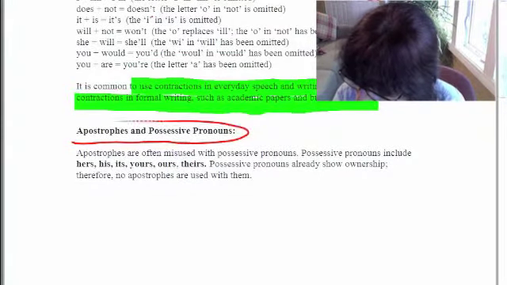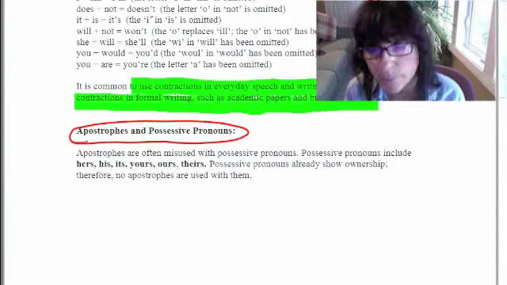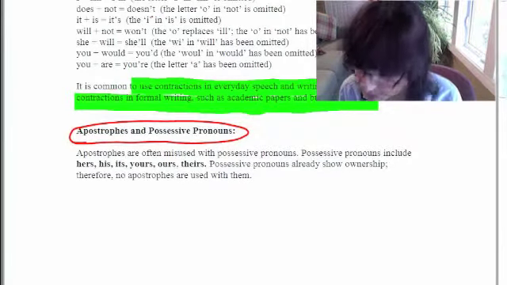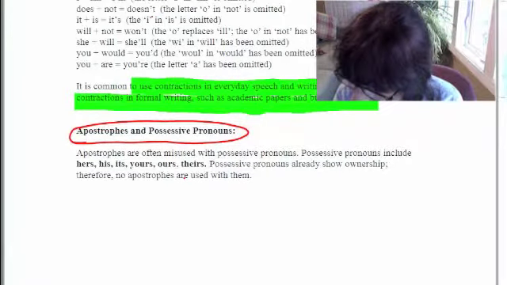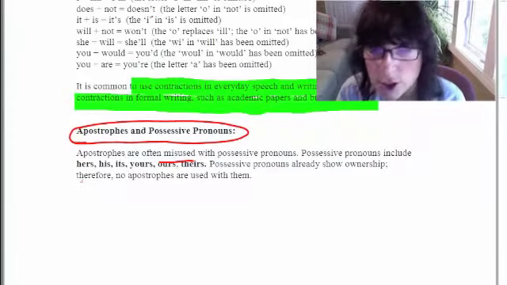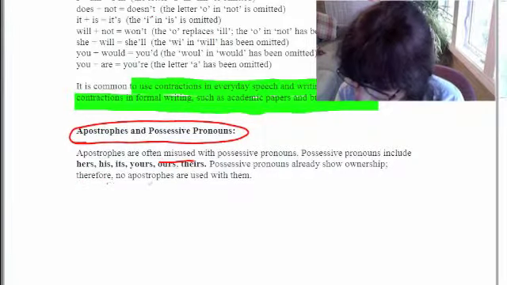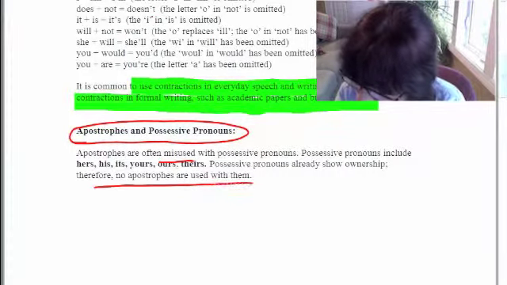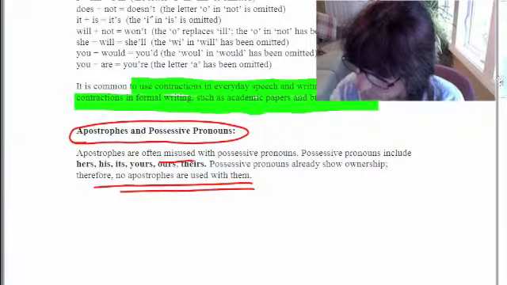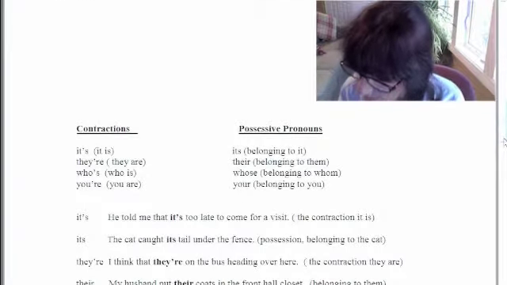Now another rule to follow is the use of apostrophes and possessive pronouns. Let me explain this a little further. Apostrophes are very often misused with possessive pronouns. Possessive pronouns include words such as hers, its, his, yours, ours, and theirs. Possessive pronouns already show ownership, and therefore you do not use an apostrophe with these words. Let's look at this a little bit further.